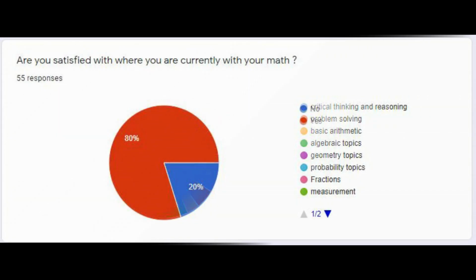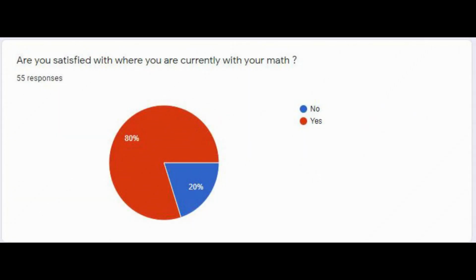Up next, are you satisfied with where you are currently with your math? Interesting question, interesting response. What does the question even mean? I suppose it could be interpreted a couple of different ways, really. Satisfied as in happy, and there's nothing wrong with that. That might be a good thing. 80% of you are pretty happy with where you're at with this, or pleased enough.